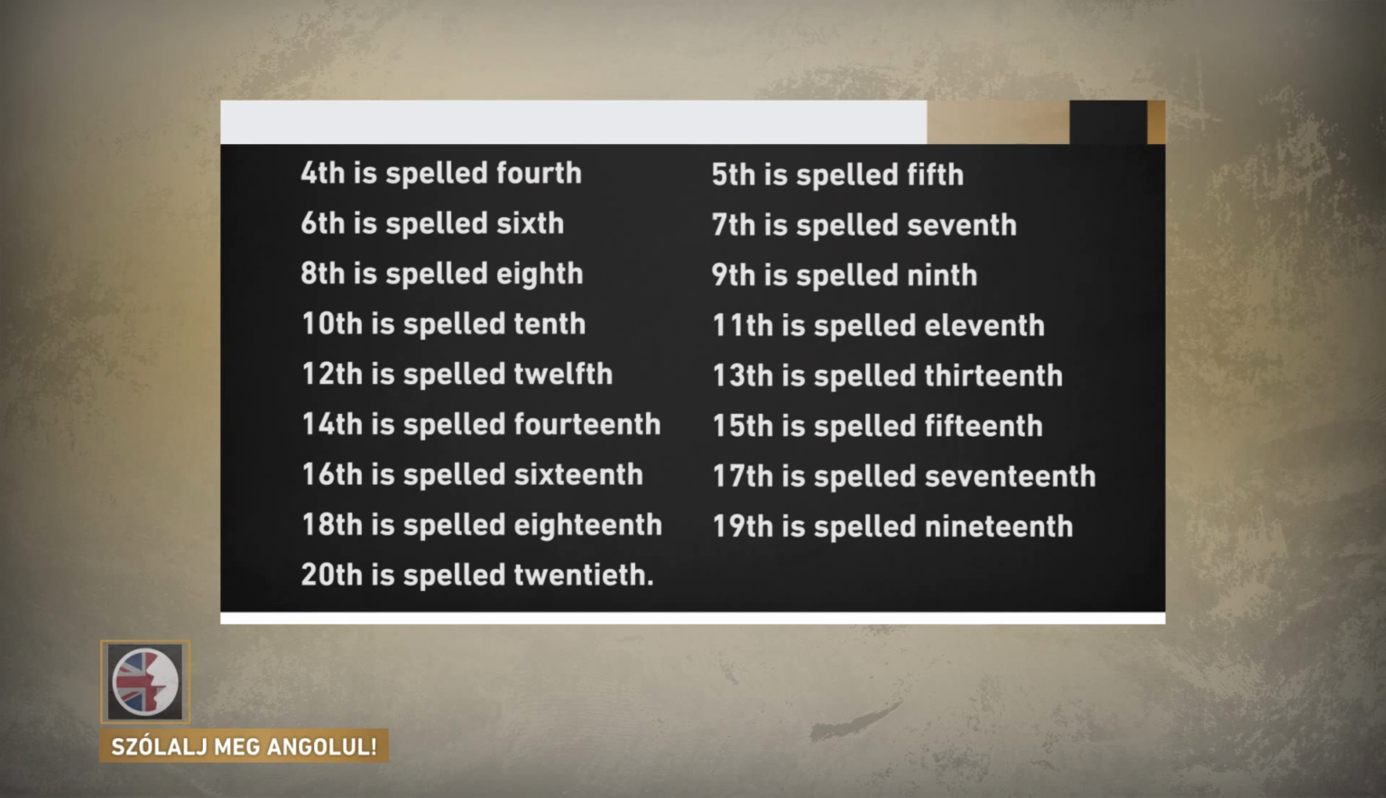We just take the number and add th: 6th, 7th, 8th, 9th, 10th, 11th. Okay, we have to be careful with 9th because we drop the E from 9 before we add the th. 12th is also a bit tricky. The spelling's not so simple, but the rest of the numbers are very easy. Take the cardinal number and add th.